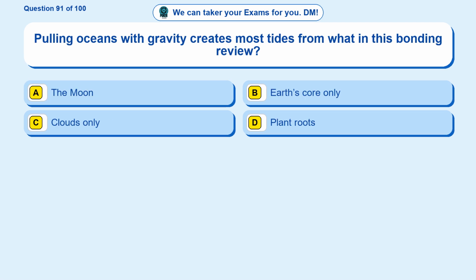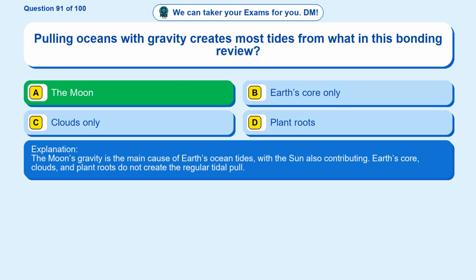Question 91. Pulling oceans with gravity creates most tides from what in this bonding review? Option A, the moon. Option B, Earth's core only. Option C, clouds only. Option D, plant roots. The correct answer is option A. The moon. The moon's gravity is the main cause of Earth's ocean tides, with the sun also contributing. Earth's core, clouds, and plant roots do not create the regular tidal pull.